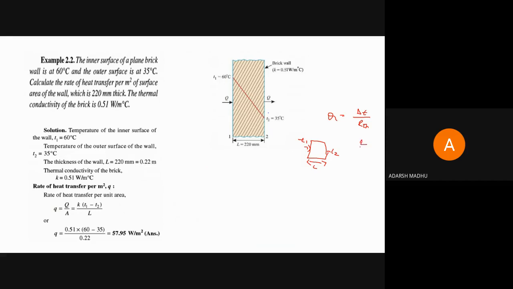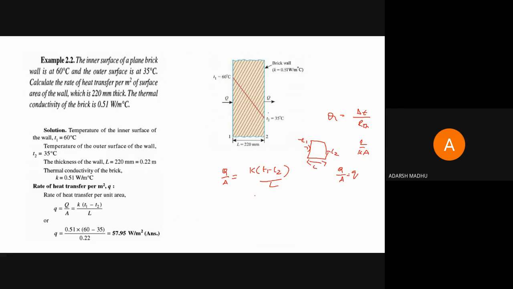RTH is defined as L by Ka, but here we are asked to find heat transfer per unit area, that is Q by A, small letter q. Therefore, A will be unity, that is 1, and the equation becomes Q by A equal to K into T1 minus T2 by L. Already the equation was K into A into T1 minus T2 by L. Since we are taking Q by A, the equation became K into T1 minus T2 by L.